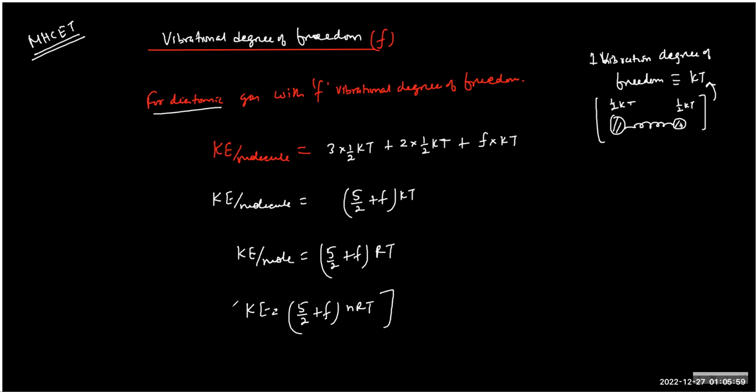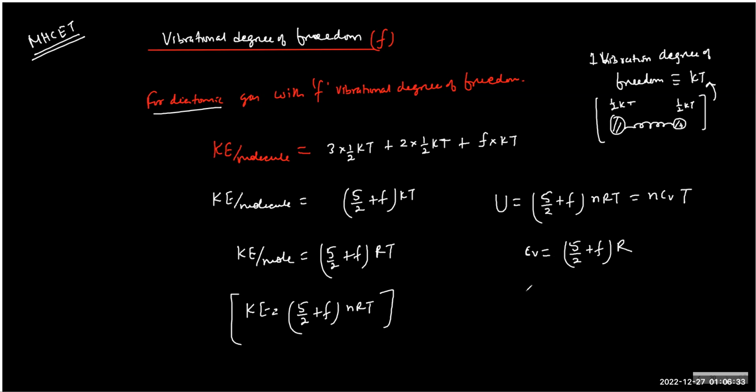Am I right? Okay. And so the internal energy will be how much? (5/2 + F) nRT. And if you compare this with the formula nCvT, what is Cv here? Now the Cv formula will change, right? (5/2 + F) into R.